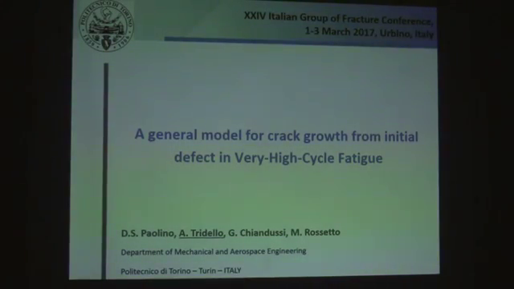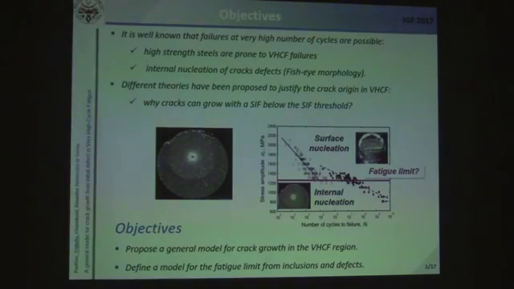This presentation deals with the very high cycle fatigue behavior of materials, and in particular with crack growth in the very high cycle fatigue region. Indeed, it is well known that failures at a very high number of cycles and at low stress amplitude are possible. In particular, high-strength steels are prone to very high cycle fatigue failures, with a crack originating from internal defects, and with a particular fracture surface morphology, which is called fisheye morphology.